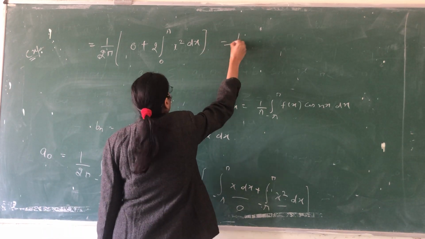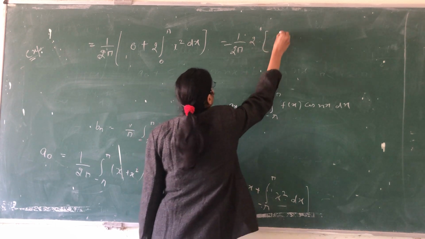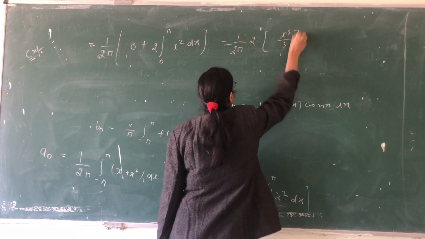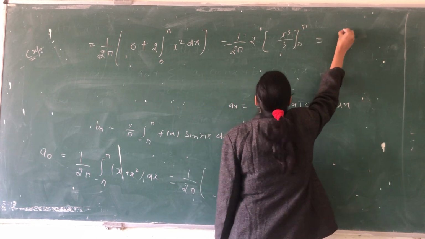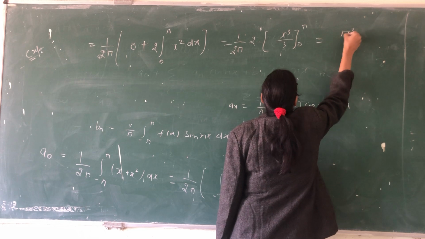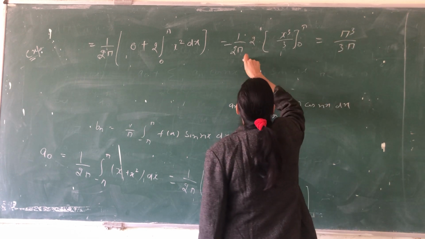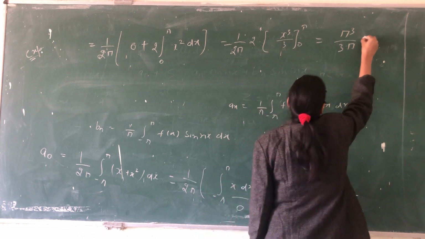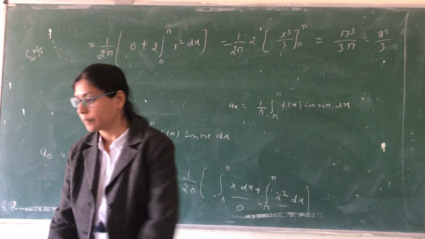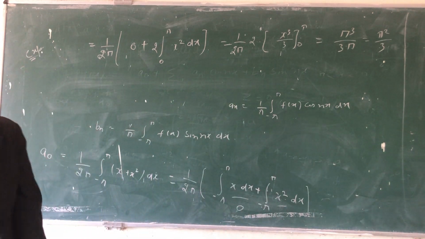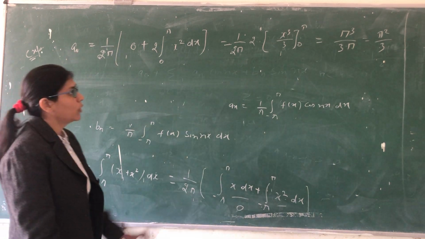It can be written as 1 upon 2 pi into 2 times x cube over 3 from 0 to pi, 2 से 2 cancel. This is pi cube over 3 into 1 upon pi, pi cube over 3 pi. This is pi square by 3. So what is your a0? Here our a0 is pi square by 3.